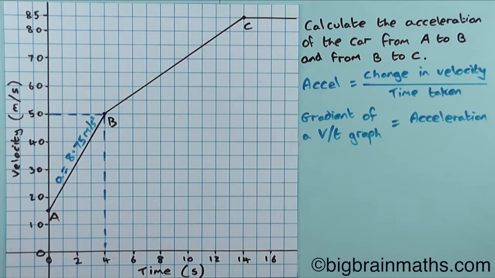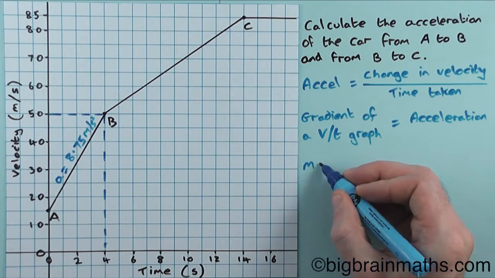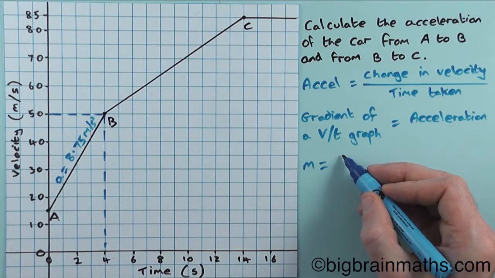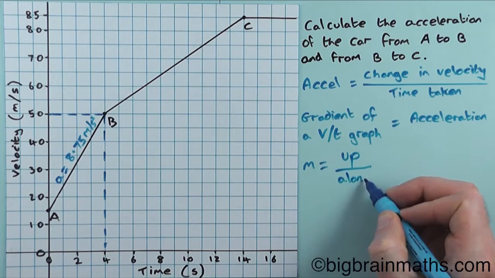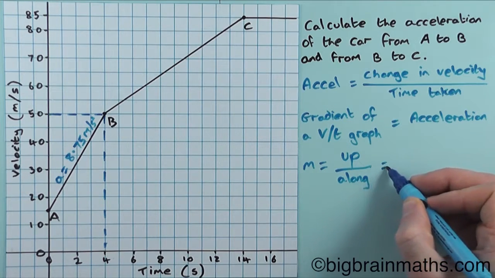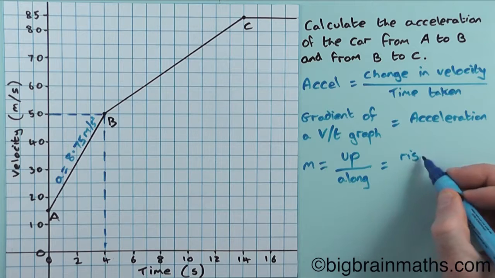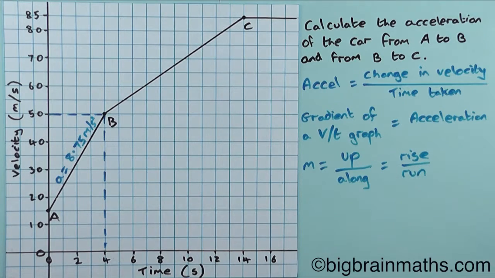Now I've already taught you how to calculate the gradient of any straight line graph in another lesson. So remember, we called the gradient m. And to calculate the gradient m, we needed to do the up distance divided by the along distance. Or some students and schools use the formula rise divided by run.